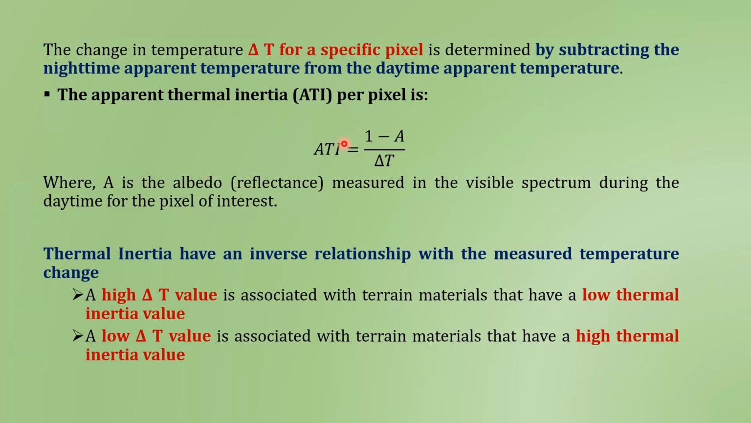So this thermal inertia has an inverse relationship with the measured temperature change. So a high delta T value is associated with the terrain materials which have low thermal inertia, while the low delta T value is associated with the terrain materials which have high thermal inertia value.